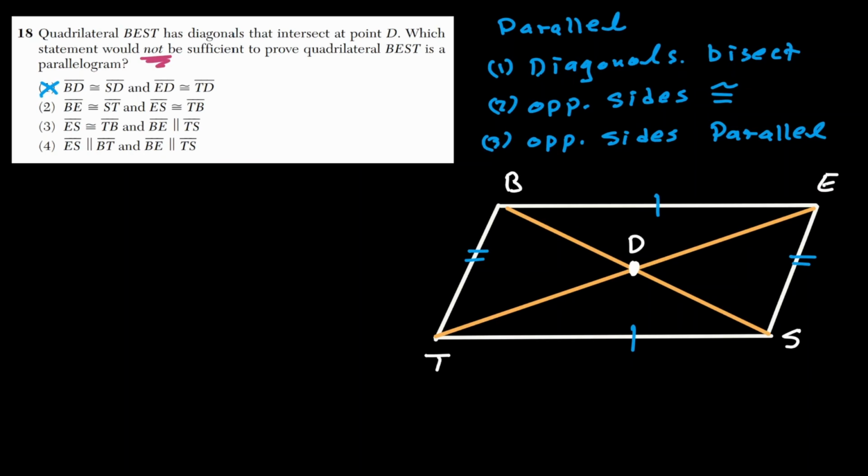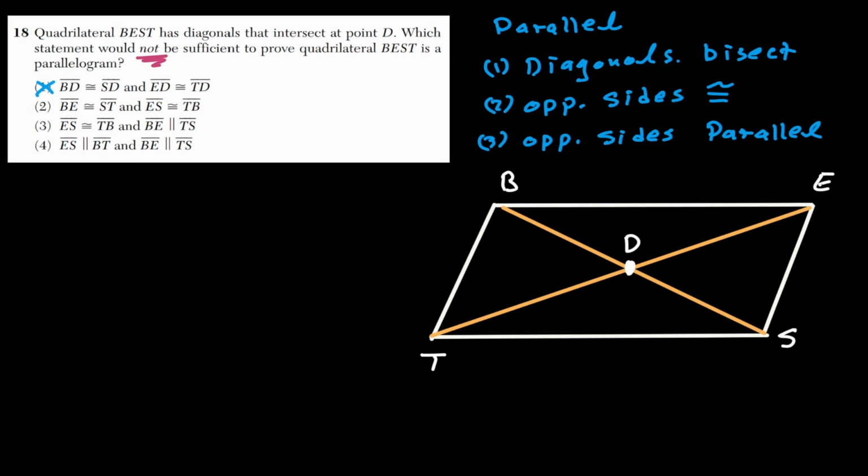Well, that's the same as saying that opposites are congruent. That's another condition that will guarantee for us to have a parallelogram. So this is not the correct option.